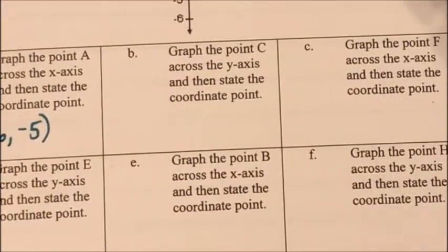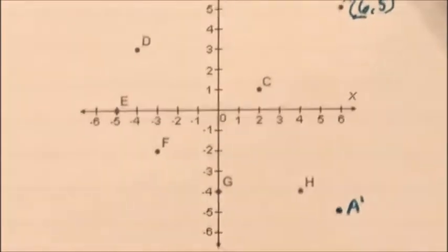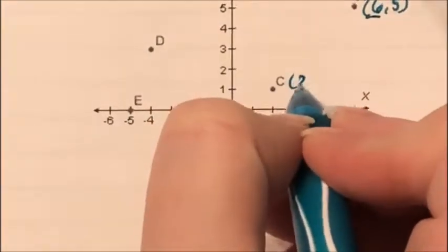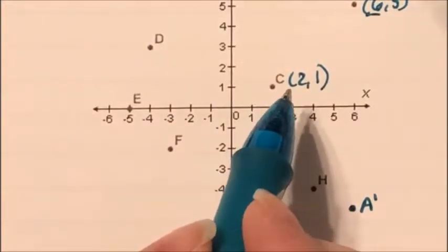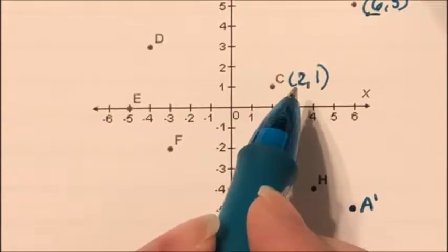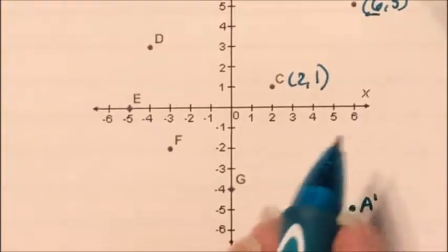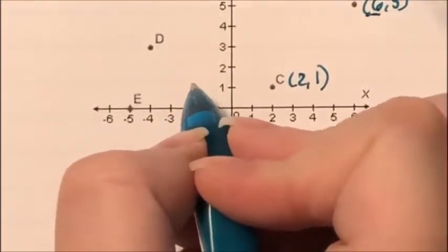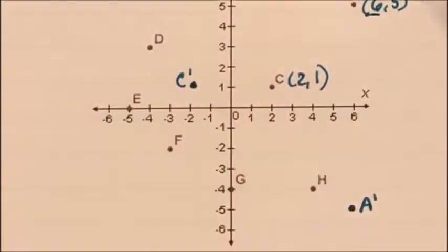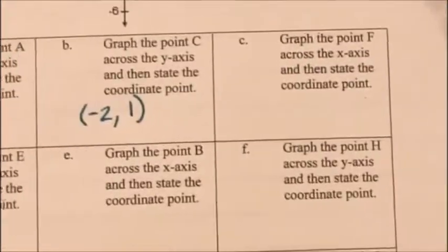Letter B says graph the point C across the y-axis and then state the coordinate point. So C is right there. This coordinate point is 2, 1. Went over 2, up 1. Graphing across the y-axis, so my x value changes. So my x value becomes negative 2. My y stays the same at 1. So a negative 2, up 1. That's going to be C prime. And then, of course, there's my coordinate point.